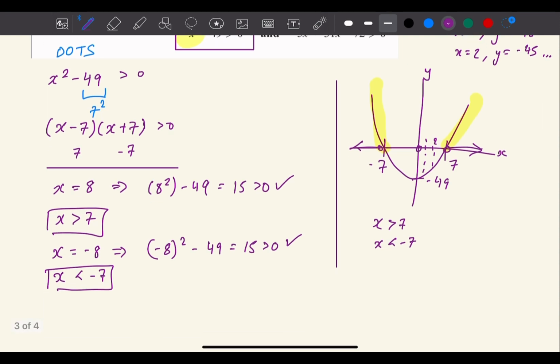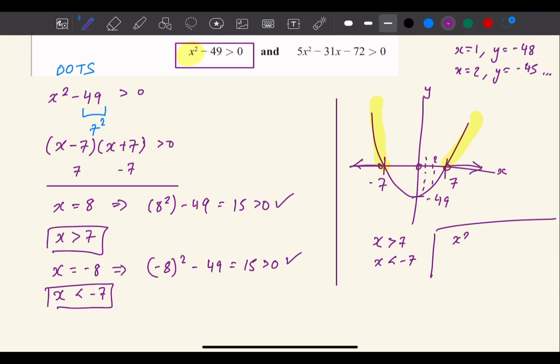Another way to do this is to see x squared minus 49 is greater than 0. We want the values of x for which this inequality is true. So if you rearrange the formula, x squared is greater than 49. We want the values of x whose squares are greater than 49. If you sub in minus 7 squared, that equals 49. 7 squared equals 49.